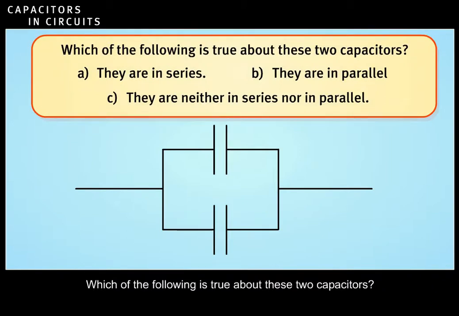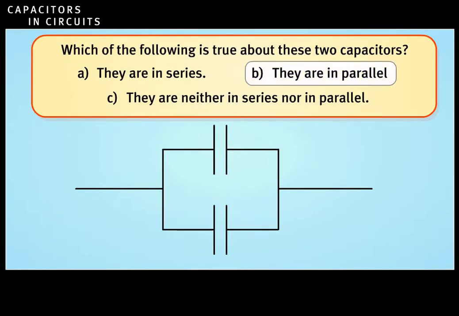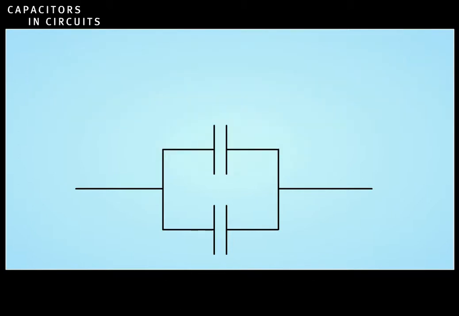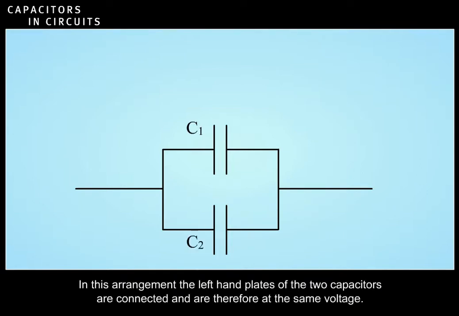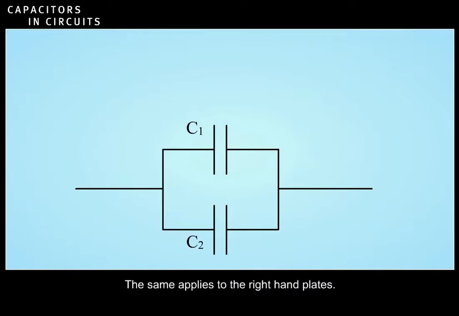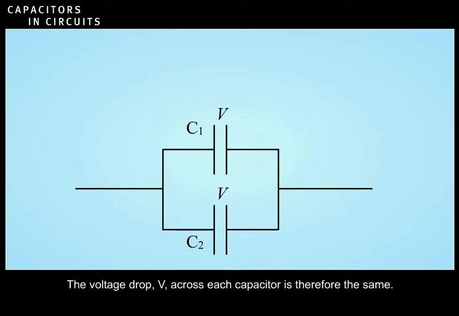Which of the following is true about these two capacitors? Correct. Denote the capacitance of one capacitor as C1 and the capacitance of the other as C2. In this arrangement, the left-hand plates of the two capacitors are connected and are therefore at the same voltage. The same applies to the right-hand plates. The voltage drop V across each capacitor is therefore the same.